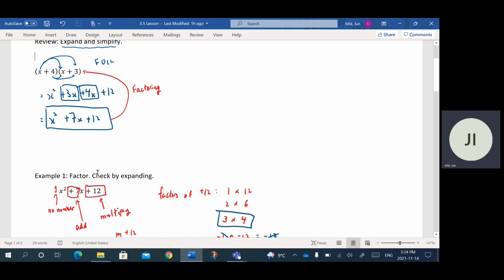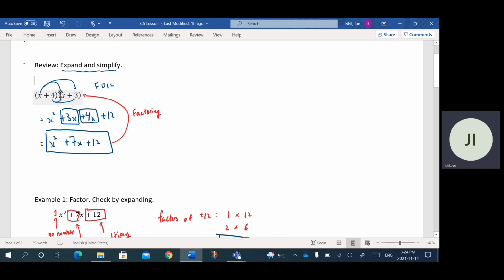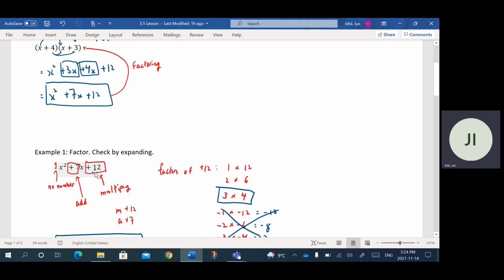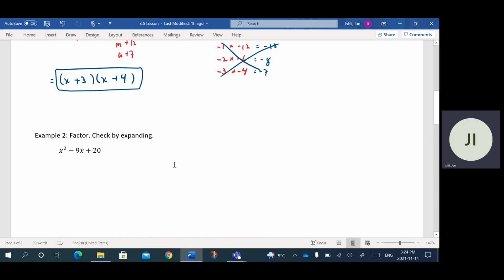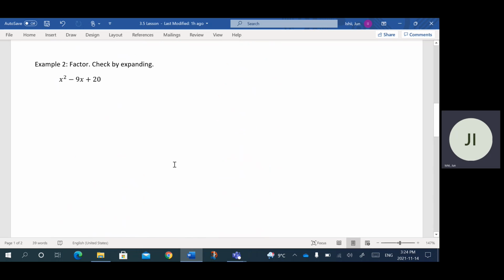All right. Actually, you know what? I'm not even going to do the check by expanding part, because in the review here, that's what we did. We expanded all these brackets, collected our like terms, and we got this question. All right. Cool. So let's try another one. I'm going to factor this and check by expanding.